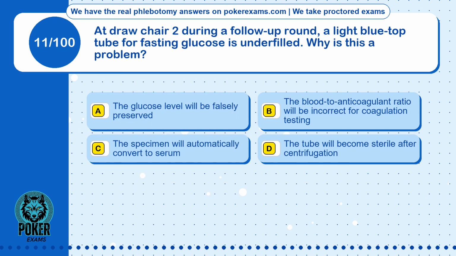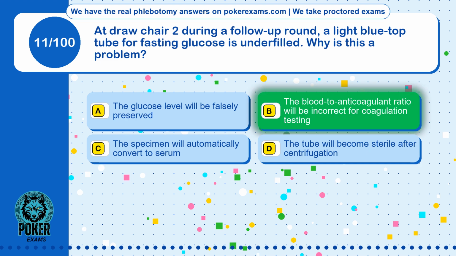Question 11. At draw chair 2 during a follow-up round, a light blue top tube for fasting glucose is underfilled. Why is this a problem? Option A. The glucose level will be falsely preserved. Option B. The blood to anticoagulant ratio will be incorrect for coagulation testing. Option C. The specimen will automatically convert to serum. Option D. The tube will become sterile after centrifugation.